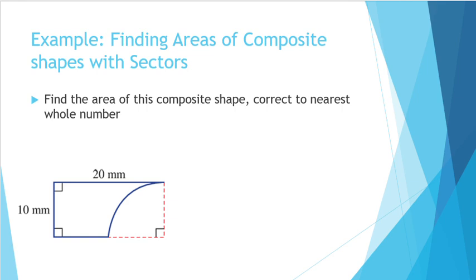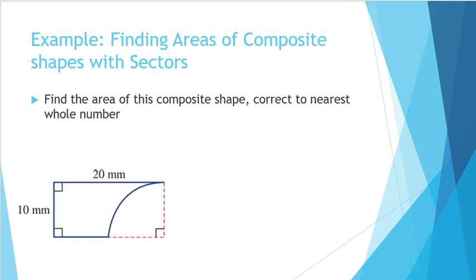Alright, so this is finding areas of composite shapes with sectors. So just remember a sector is a part of a circle again, okay? Just any fraction. It could be like the ones you've already seen, for example, a quarter circle or a semicircle, slash half circle, stuff like that. Could be those ones as well, but it's just any fraction of a circle, okay?